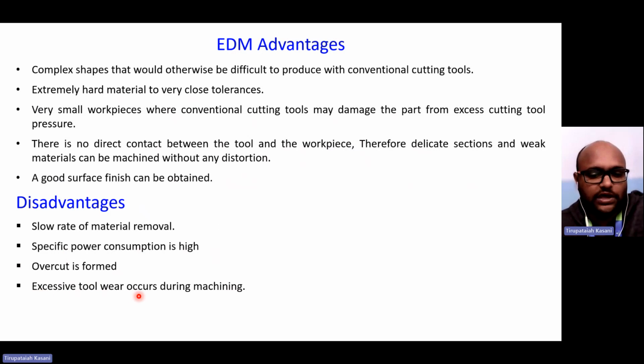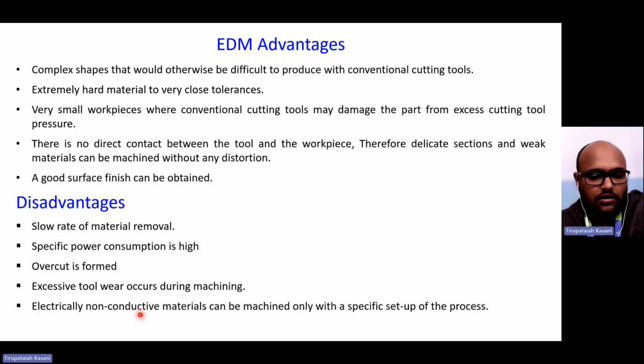See here, excessive tool wear occurs during machining. It is common. And electrically non-conductive materials can be machined only with a specific setup of the process. We have already discussed that conductivity is mandatory for the workpiece and the tool, but here I am saying electrically non-conductive materials can be machined only with a specific setup. It means applying a conductive coating to the workpiece, loading it and starting cutting. That is one possibility of cutting non-conductive material, which requires a special setup.